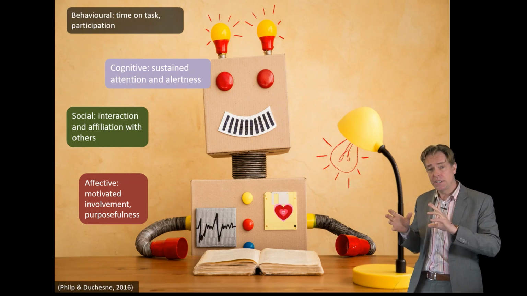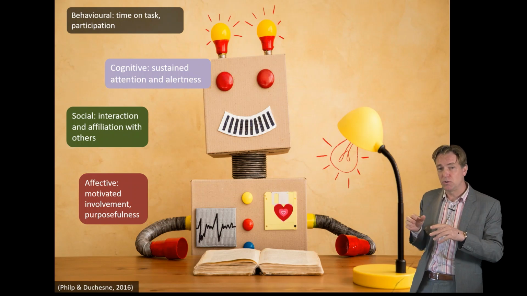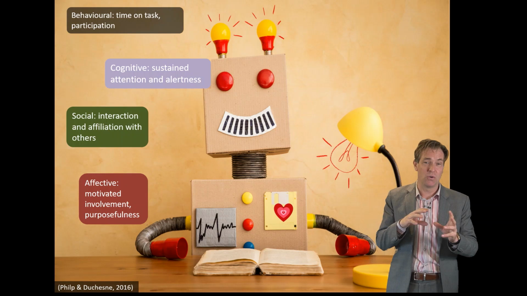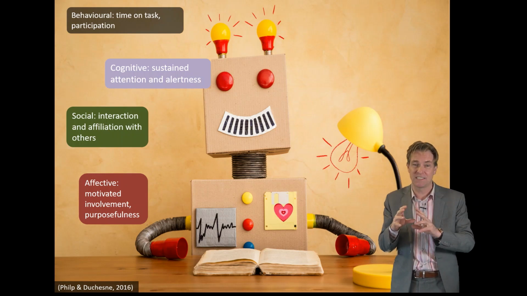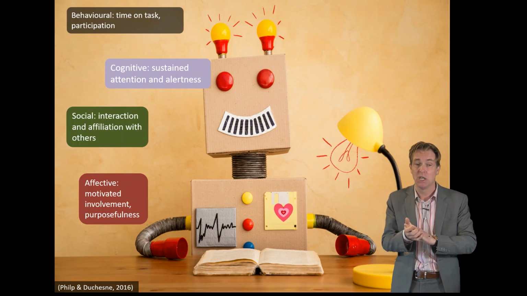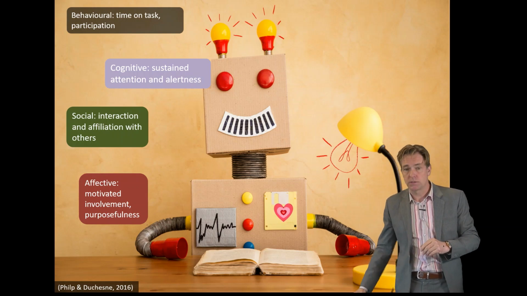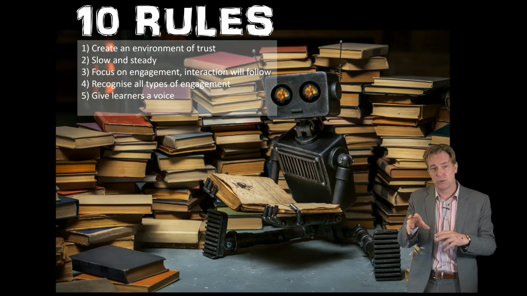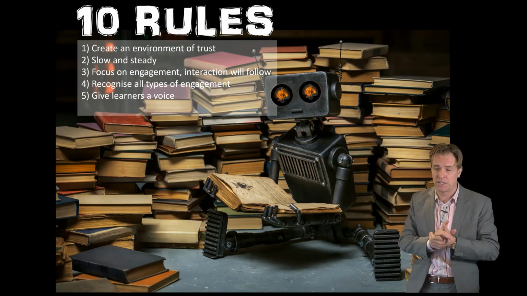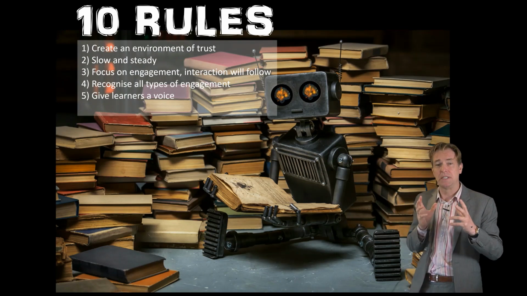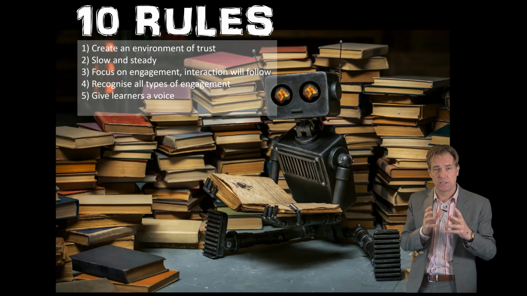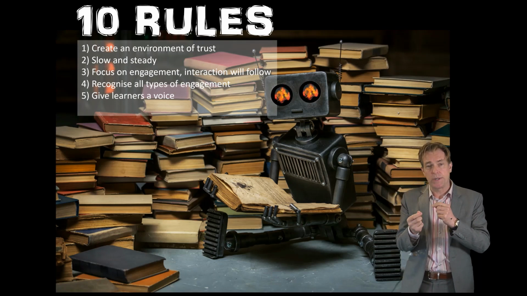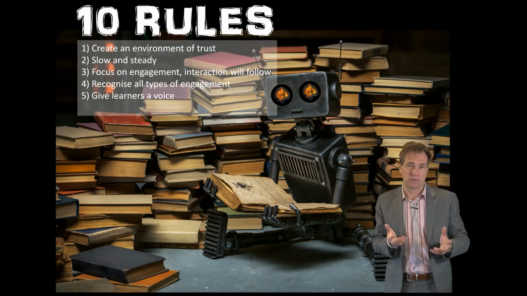So you can see it's possible for learners to display more or less of one or the other of these. If we're only paying attention to, say, behavioral engagement, we might miss that learners are engaged in other ways. Which brings me to point number 5, which is that learners express themselves, obviously, in very different ways. But we can only recognize that if we actually give them a voice.